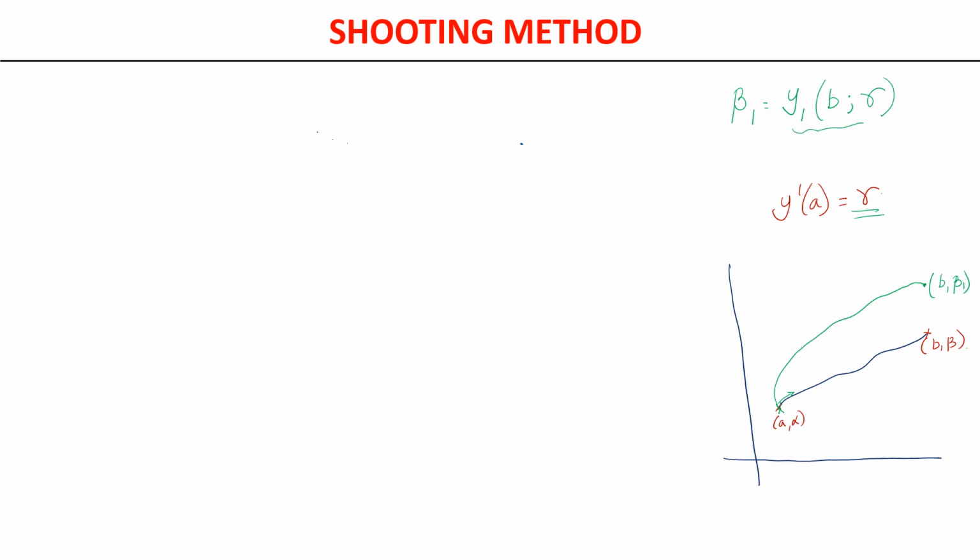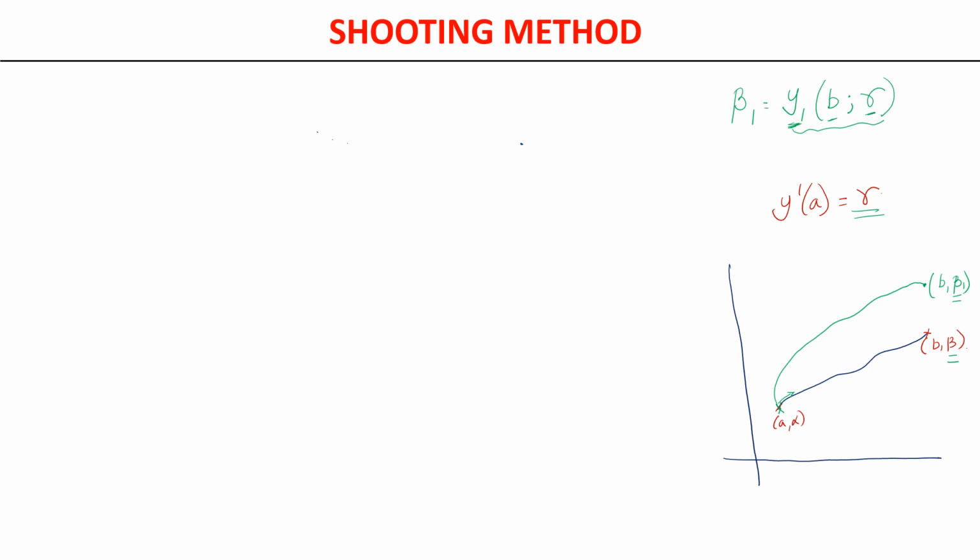How do we read this? As the value of y at B when the slope assumed is gamma. So we are arriving at beta 1. But what is the actual target? The target is beta. What have we arrived at? We have arrived at beta 1.